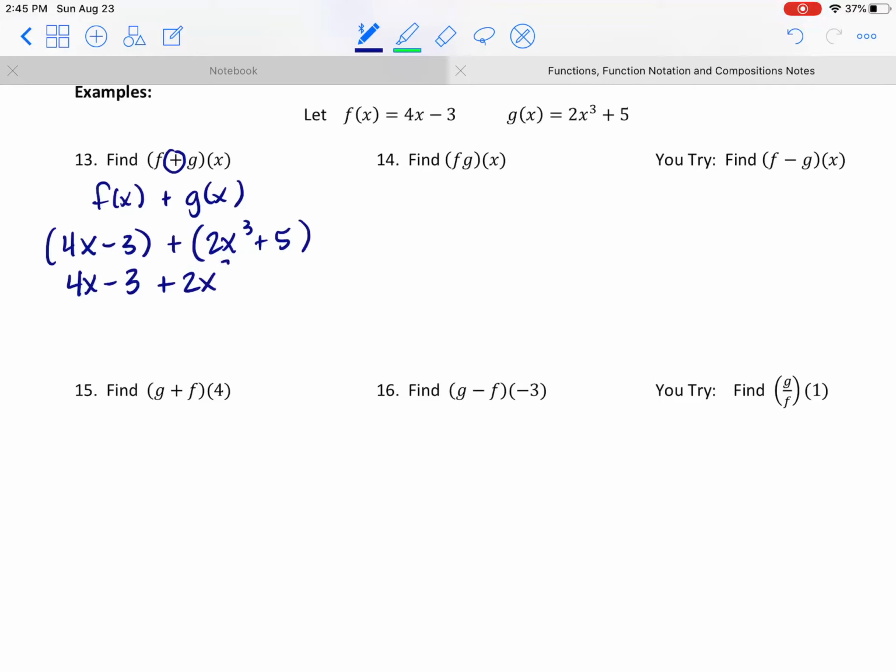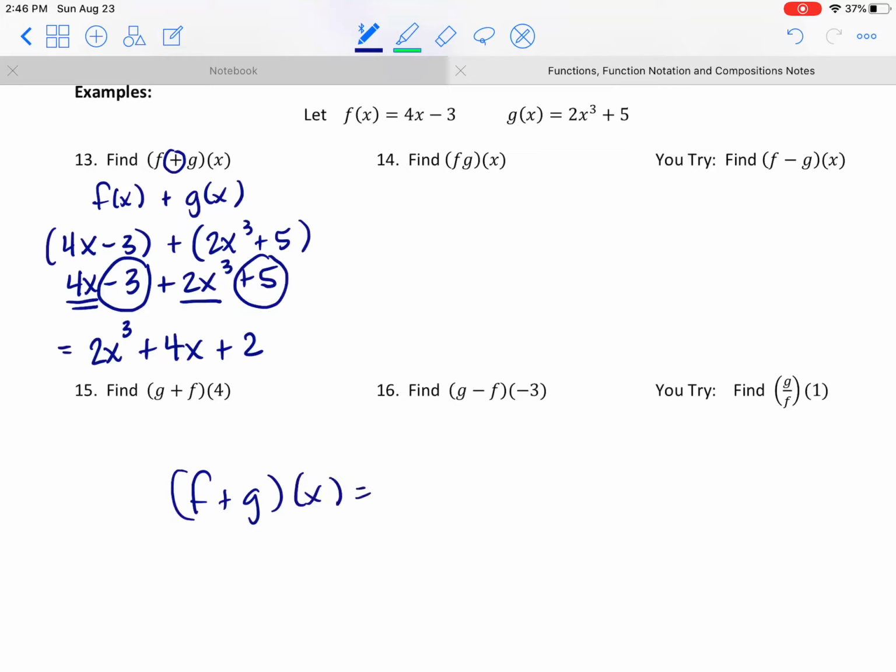I still have all the same terms. I just want to combine any terms that are like terms, and then make sure that I write my answer in descending order, where the terms with the higher degree are first, and then we descend down to the constant. So I have this 2x cubed and nothing to combine with it, so I'm going to bring it down. And then I have this 4x and nothing to combine with it, so I'm going to bring it down. And then the constants, we can definitely combine the negative 3 and positive 5 to make a positive 2. And so that would be our final answer. So technically, we would say that f plus g of x is equal to 2x cubed plus 4x plus 2.